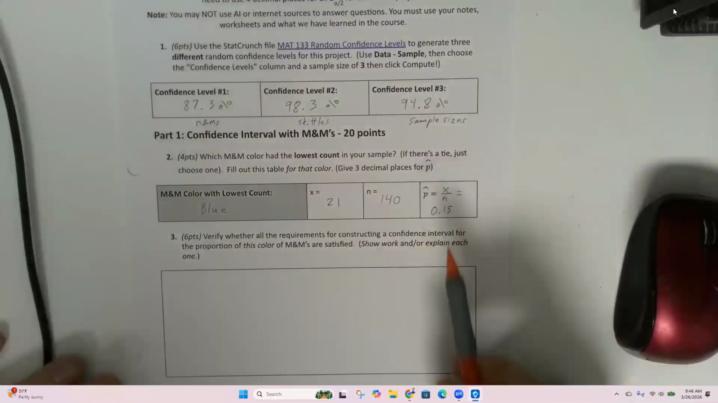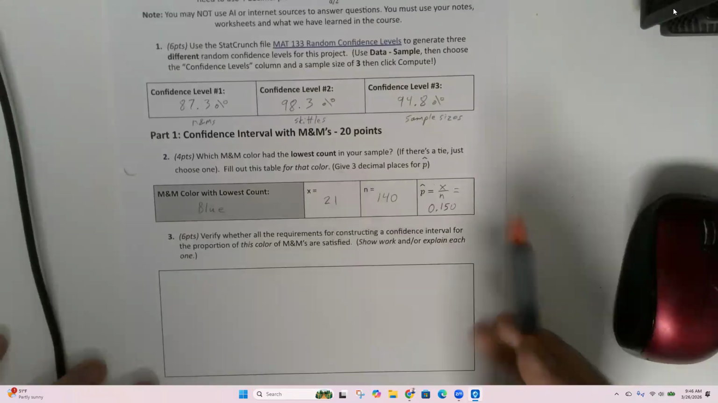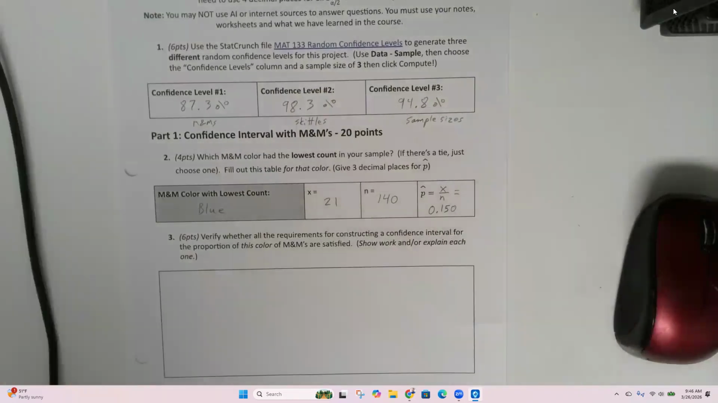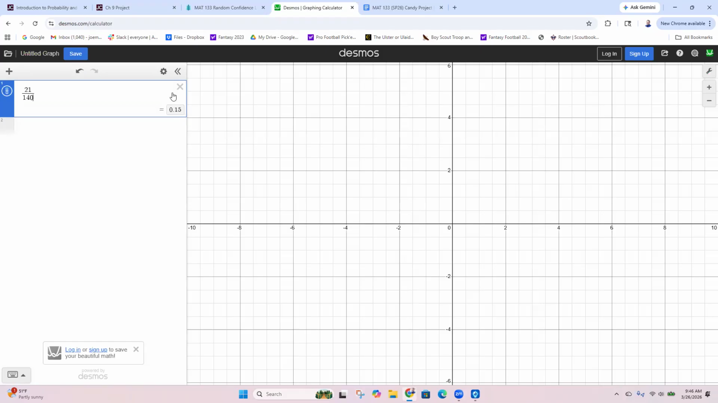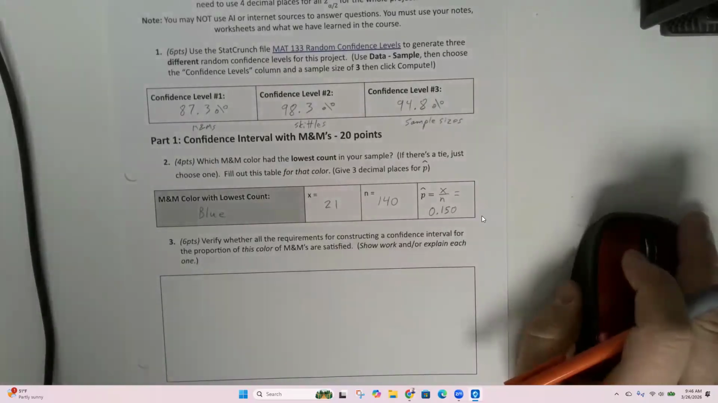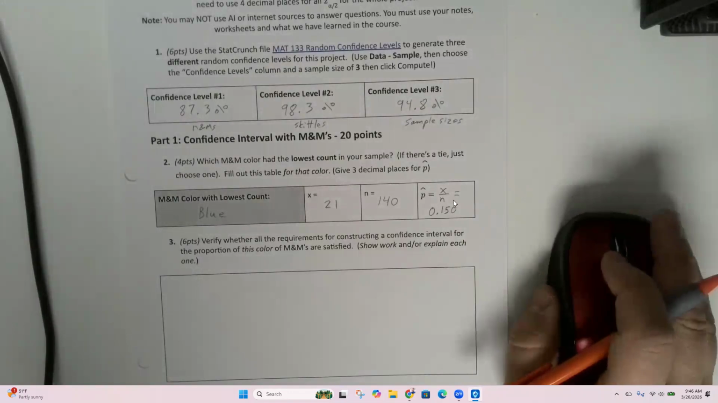0.15. Now, if you had more decimal places, like give three decimal places for p hat. Okay, so I guess I'll give three. My p hat is 0.150. Right. So if my blues had been 120, I would have put it as 0.14143. Anyway, I got a nice round sample size. That never happens. So that's my probability for blue.